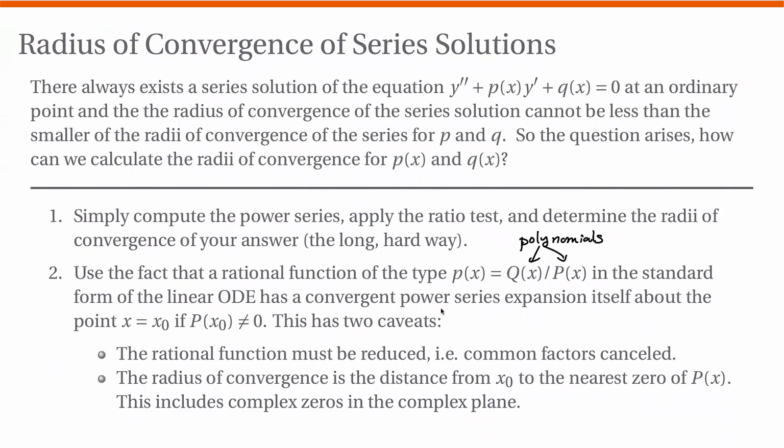These functions will always have a convergent power series at an ordinary point, so a point where it doesn't vanish, if we've completely reduced the rational function. So any terms that are in both the numerator and denominator, you have to cancel out. And you look at the distance from the point that you want to center at. So this is your center point. This would also be where your initial conditions are. You look at the point that you want to center your solution at, and you look at the nearest zero of the denominator. Now, this also includes the complex plane. So let me show you an example.